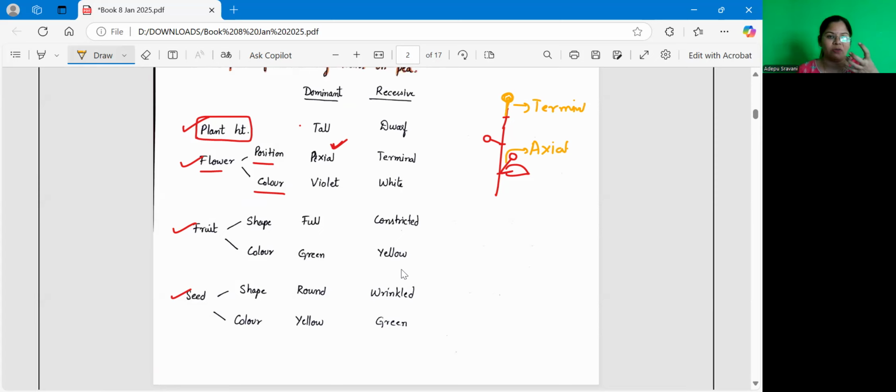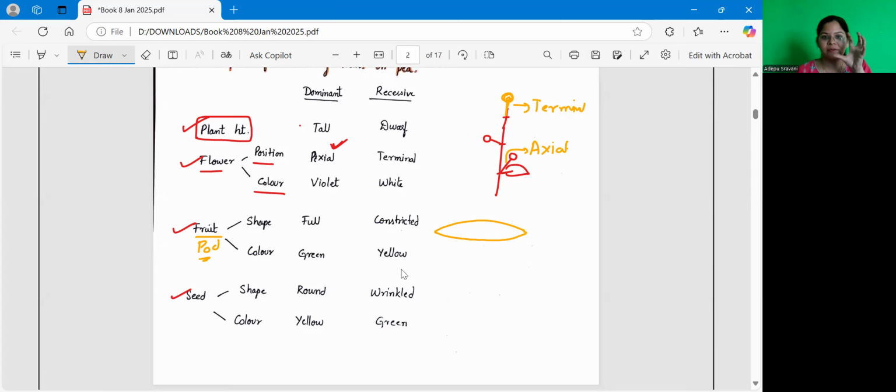Color: violet. We obviously like bright colors, so violet will be dominant, white will be recessive. Next, coming to the fruit. Shape and color of the fruit, you have to remember. How is the pea plant? Matar, pea, you have seen, isn't it? So how is the pea pod? See, the fruit, we call it a pod here. So don't get confused. Pod or fruit of the pea, both are the same. So we can say pod shape or pod color.